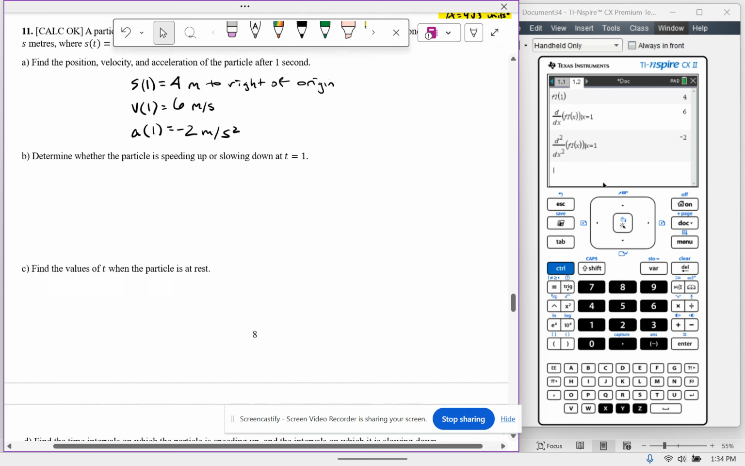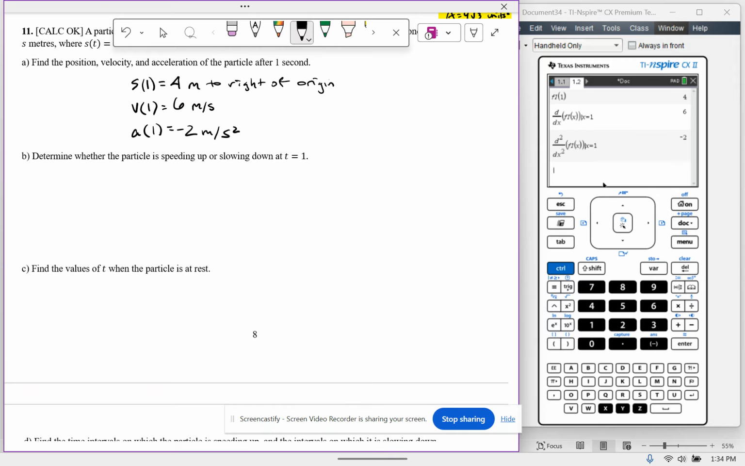Determine whether the particle is speeding up or slowing down at time equals 1. So we are going to need to set up some little number lines to answer this, or we can kind of look up at what we have set up here. You could totally set up number lines if you wanted, if this was a test and you just wanted to be perfectly sure. But let's try to do this quickly, right?